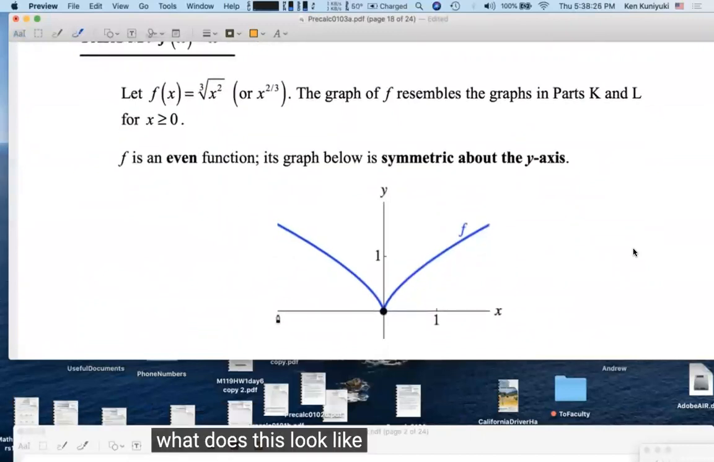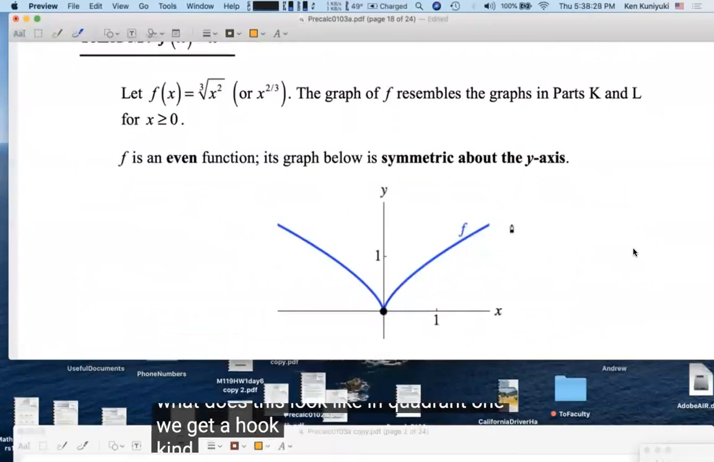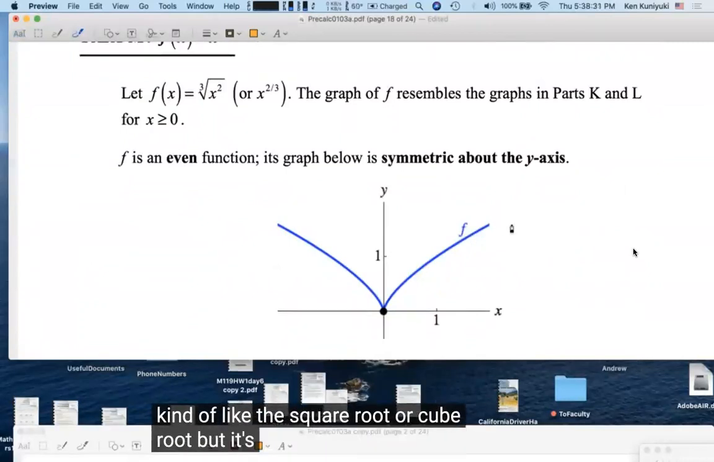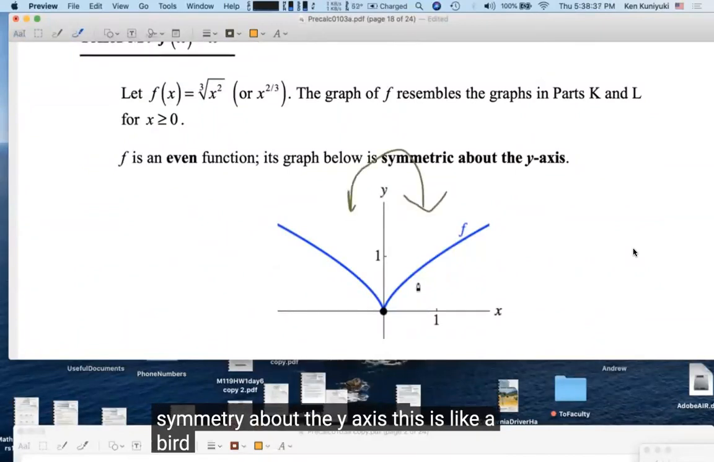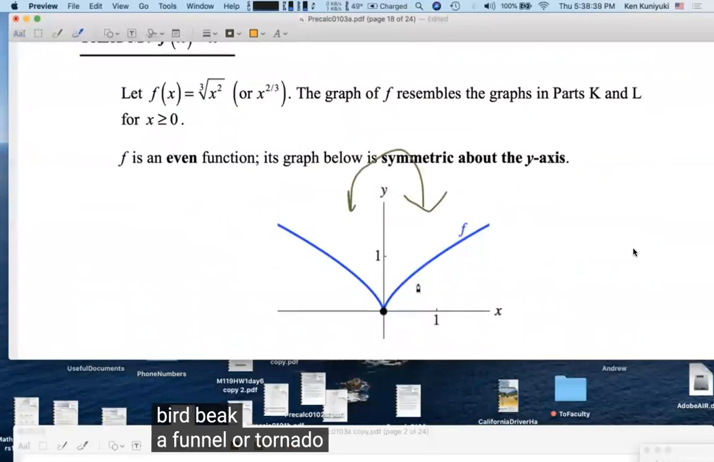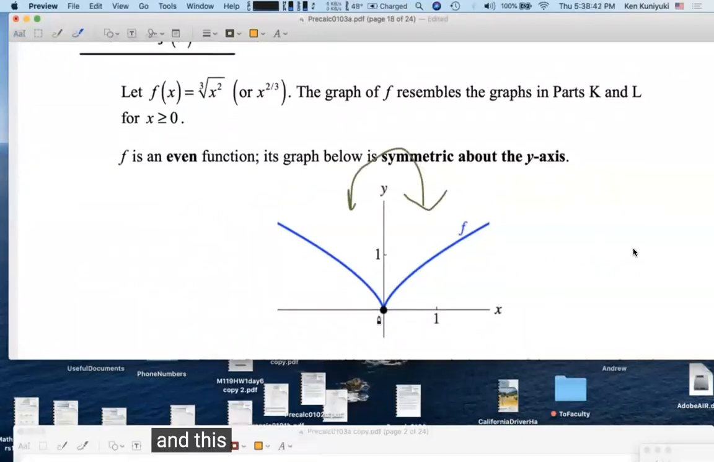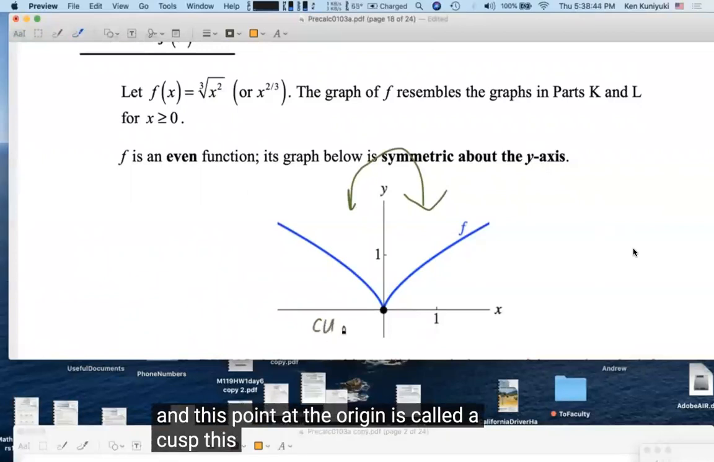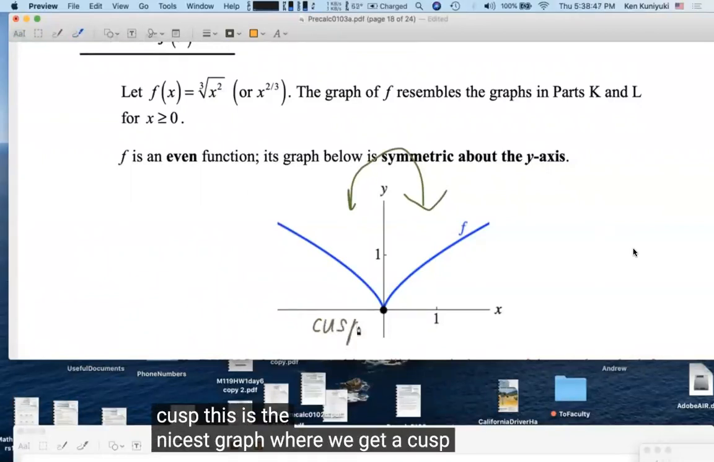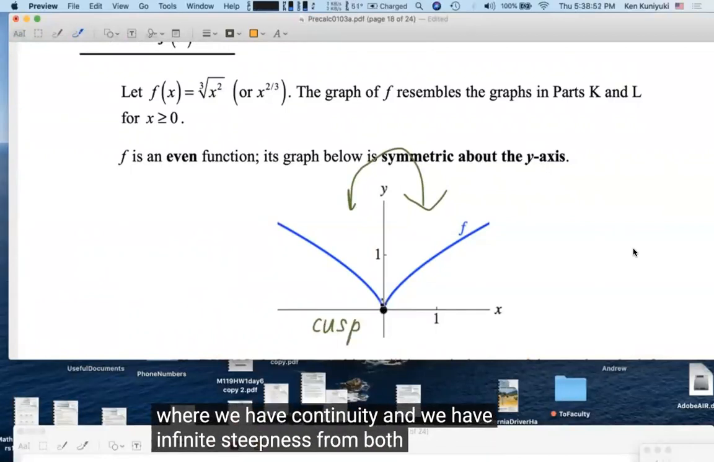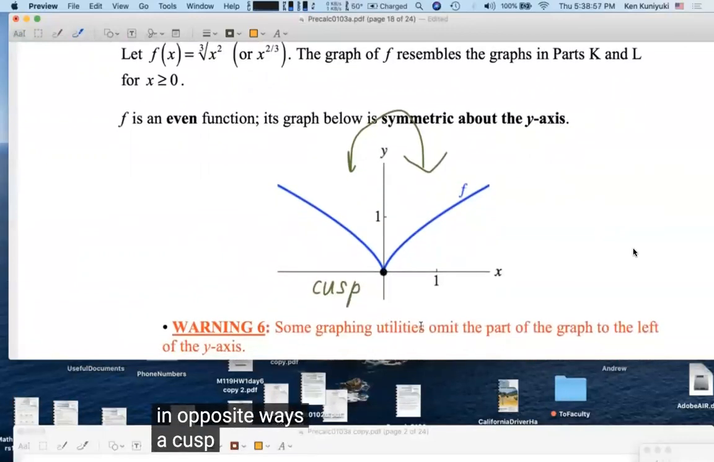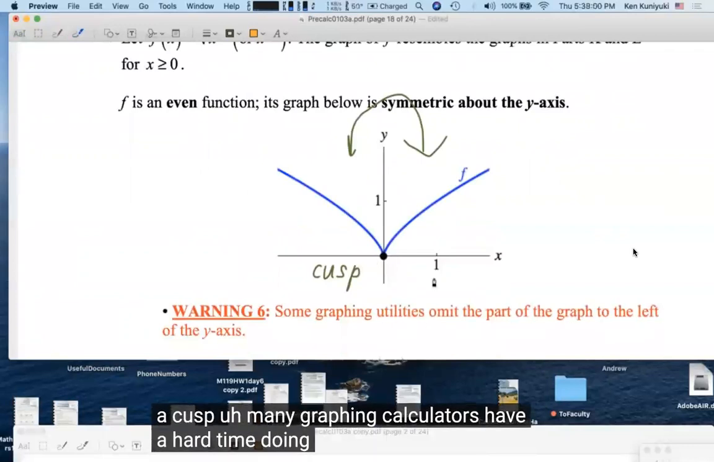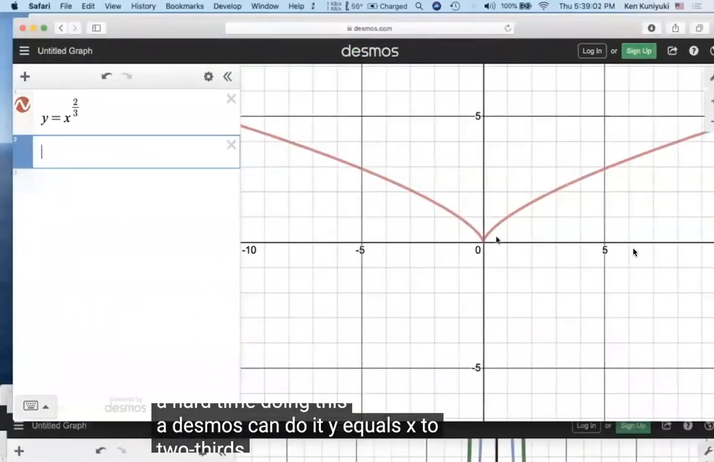What does this look like? In quadrant 1, we get a hook, kind of like the square root or cube root, but it's an even function. Symmetry about the y-axis. This is like a bird beak, a funnel, or tornado. And this point at the origin is called a cusp. This is the nicest graph where we get a cusp in calculus, where we have continuity, and we have infinite steepness from both sides, but in opposite ways. A cusp. Many graphing calculators have a hard time doing this. Desmos can do it. Y equals x to the 2/3.